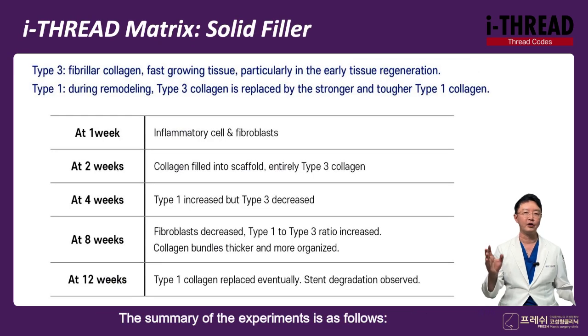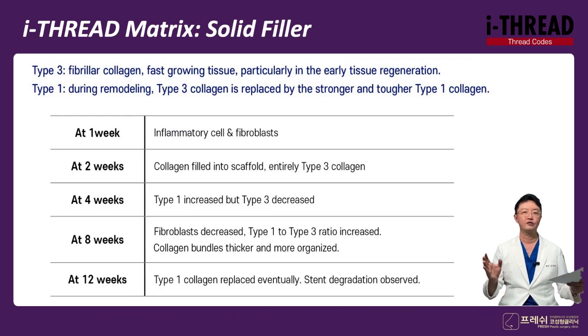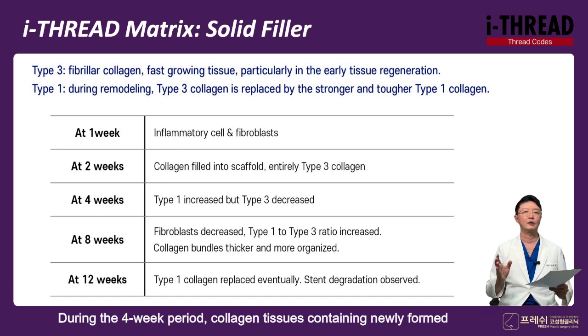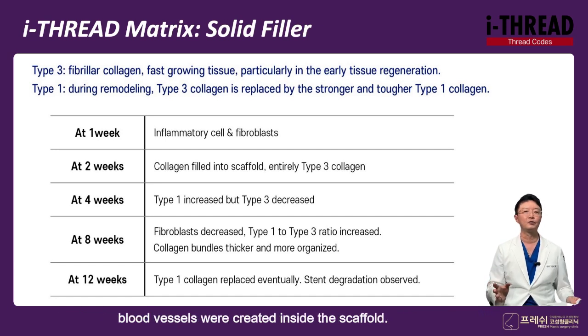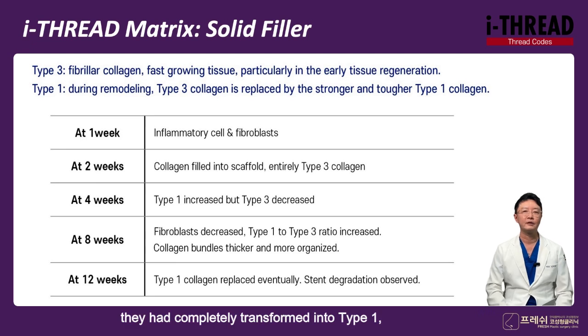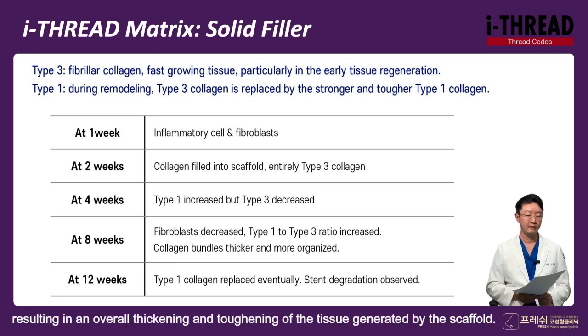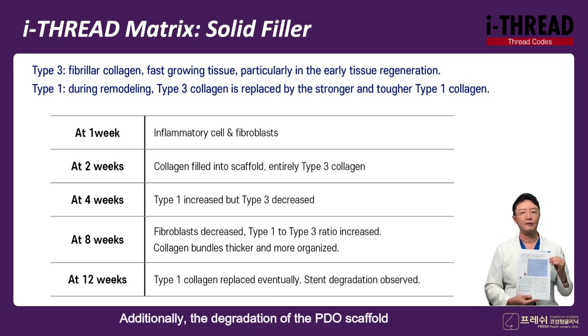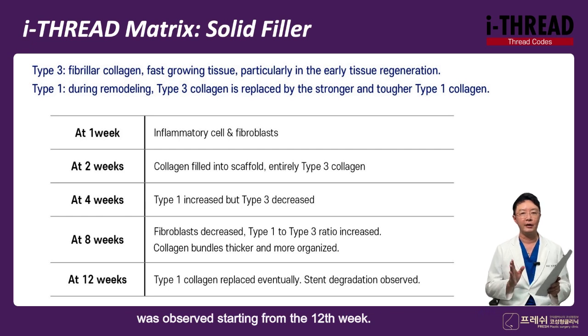The summary of the experiments is as follows. During the 4-week period, collagen tissues containing newly formed blood vessels were created inside the scaffold. Initially, these collagen tissues were type 3, but by the 12th week, they had completely transformed into type 1, resulting in an overall thickening and toughening of the tissue generated by the scaffold. Additionally, the degradation of the PDO scaffold was observed starting from the 12th week.